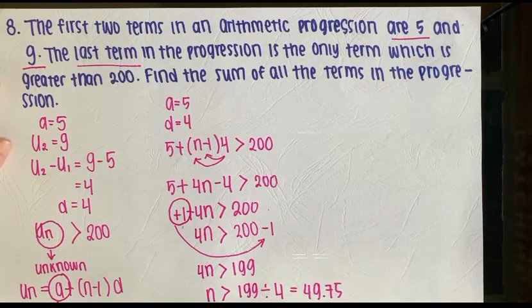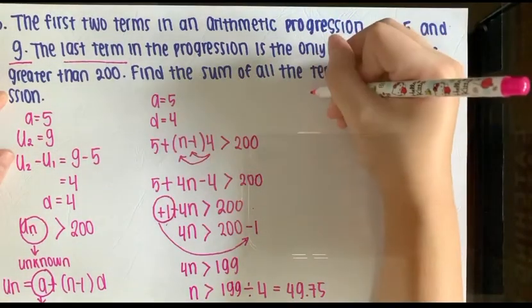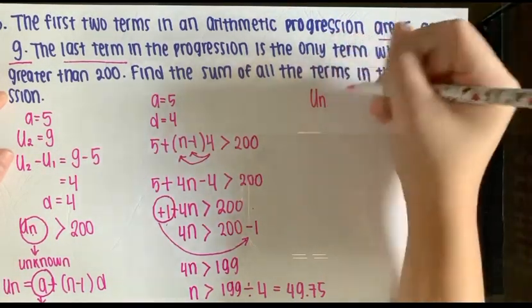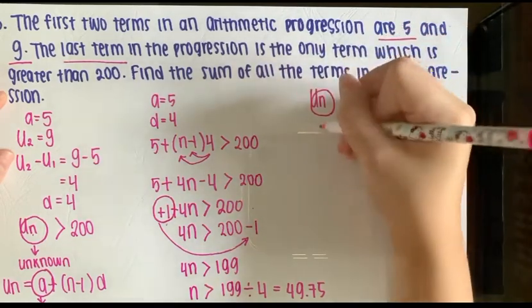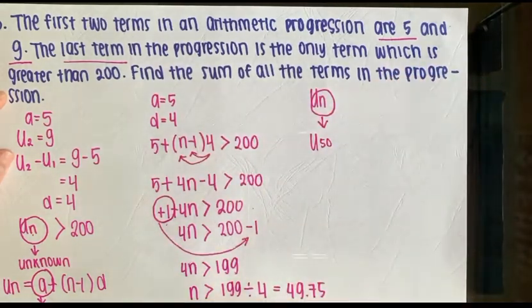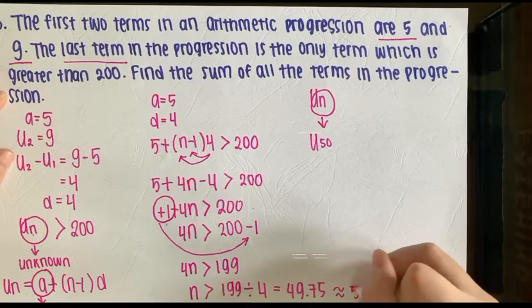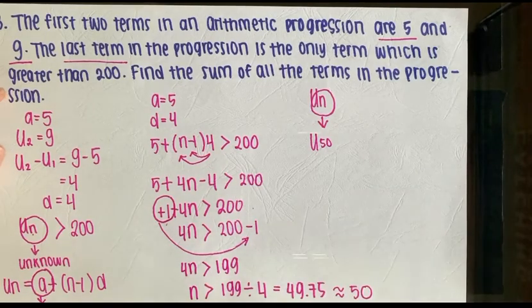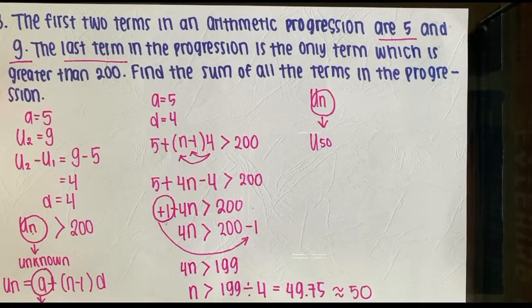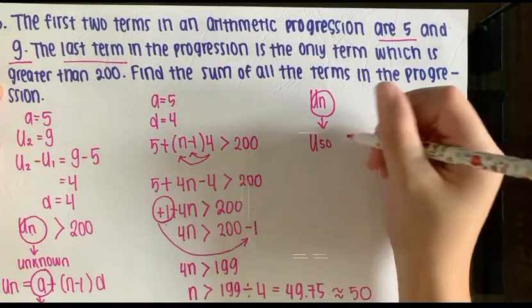Remember that n is the number of the term. We cannot have it in decimals. Therefore, un is u50. Since 49.75 is more or less 50, we round it up. Alright, we know that u50 is more than 200.